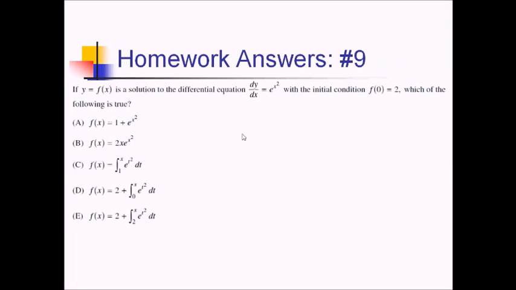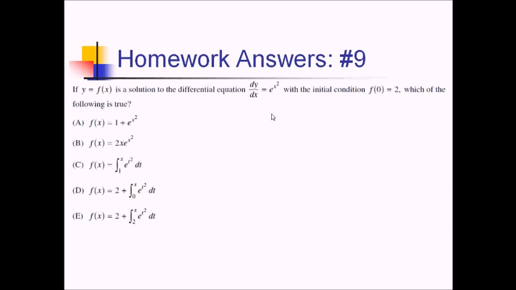For this problem, we're given that y equals f of x is a solution to this differential equation with this initial condition. We want to know the original function. Now, normally the way we would start one of these is taking the antiderivative of the differential equation, getting your general solution, plugging in your initial condition to get the c value, and then you should end up with one of these answers or something close to it.